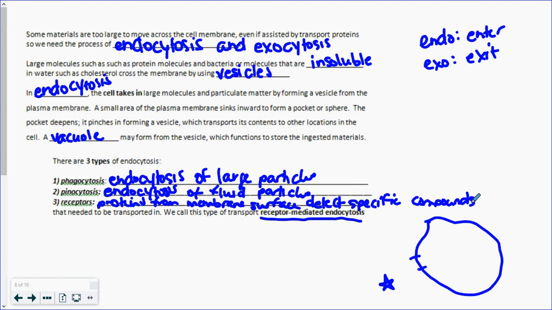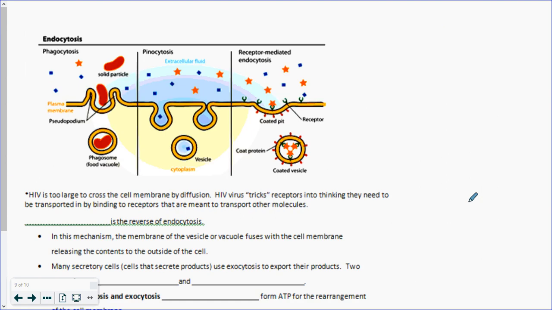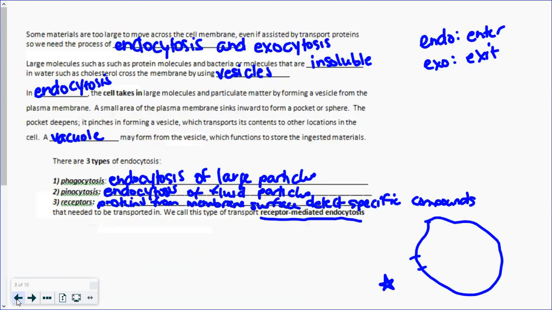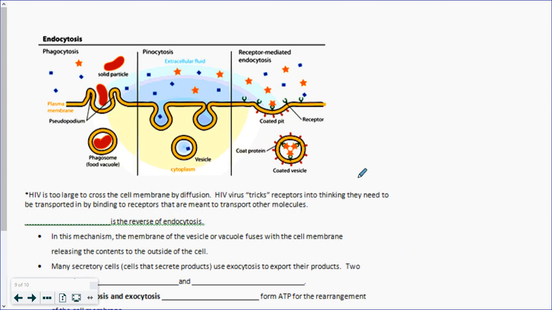So there's a nice diagram here. I think I just said fluid particles, also really small particles for pinocytosis. So these are the different types of endocytosis that can be taking place.